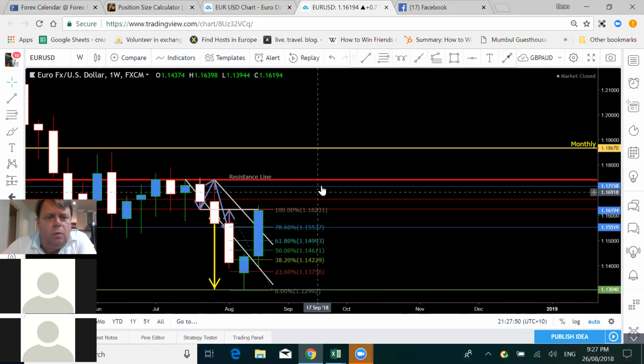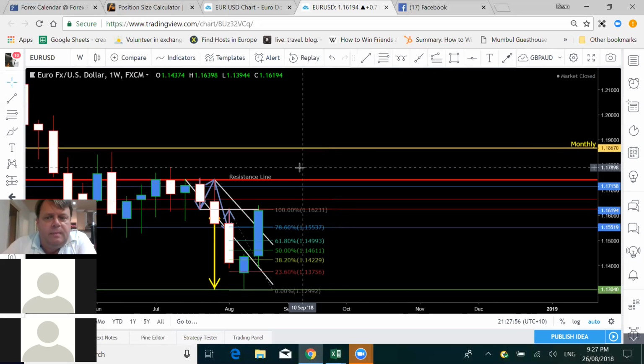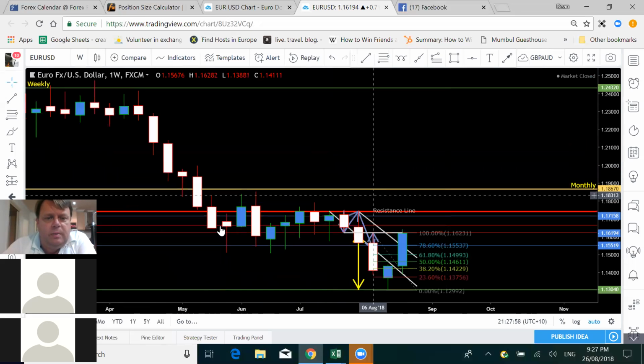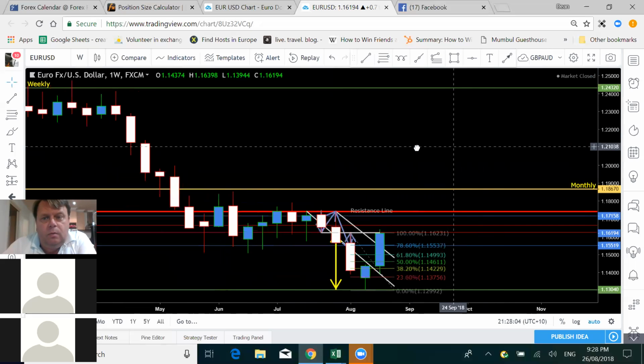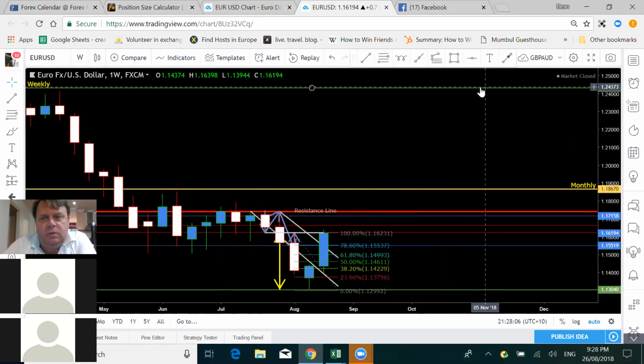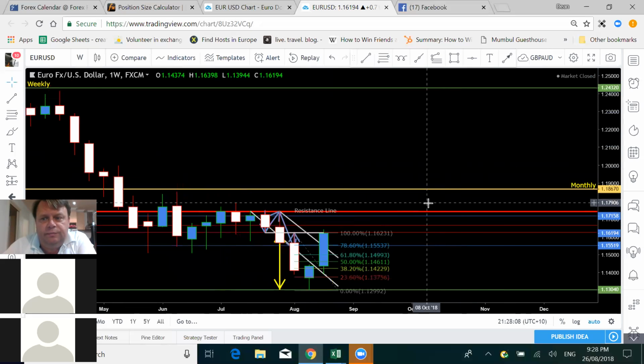Okay. So what we want to see ideally is something come above this resistance line. There's a massive resistance line here on the 4 hourly, which you're about to see. You can see it all the way through here. We need to break through that. Once we get through that, we could potentially see all the way up to $1.24, $1.25.